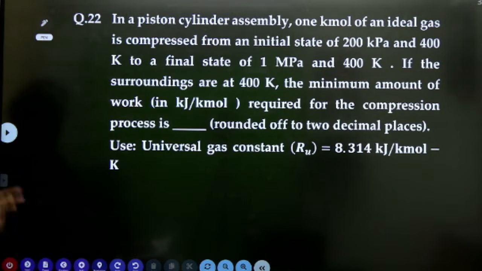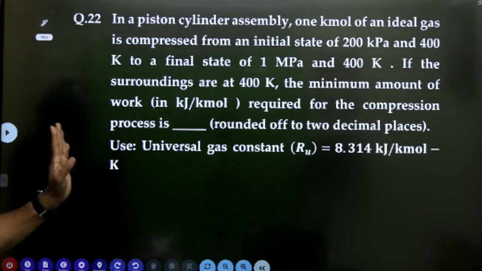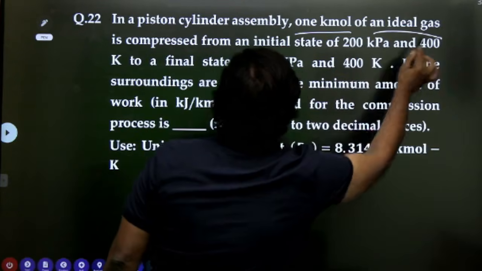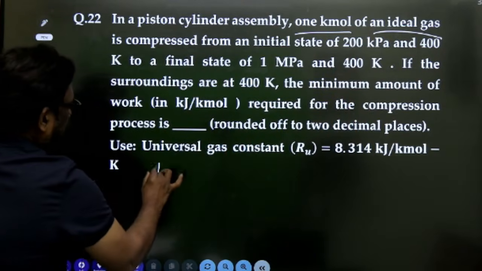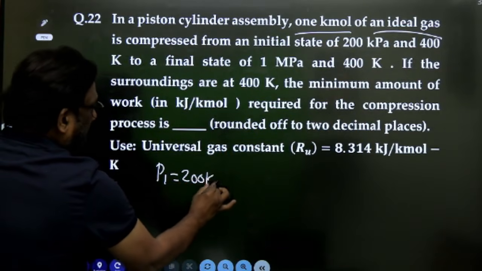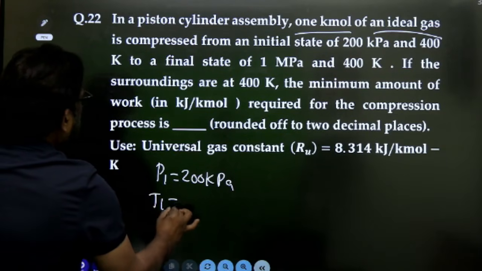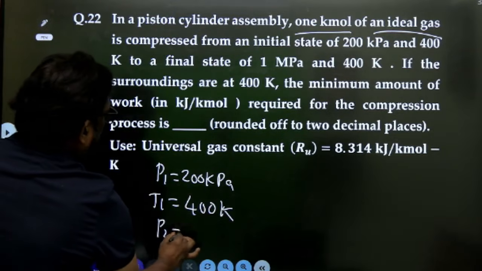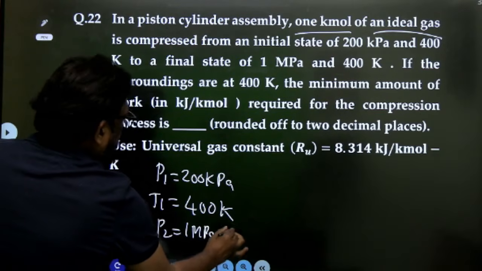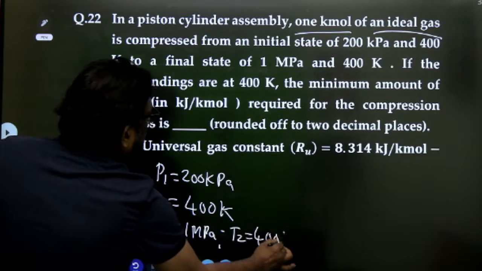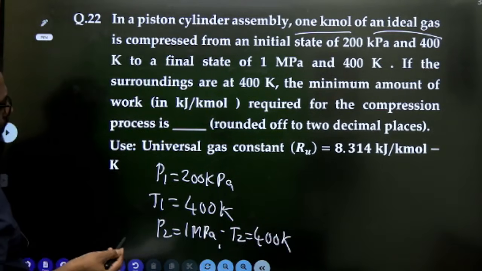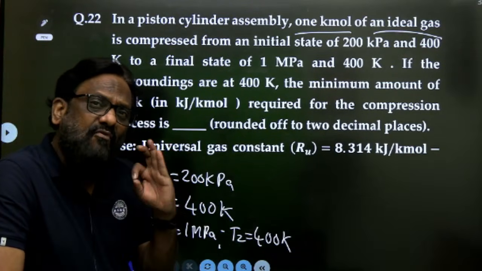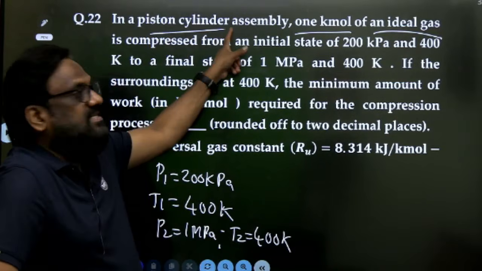लास्ट क्वेश्चन. इन ए पिस्टन सिलेंडर असेंबली मतलब क्लोज्ड सिस्टम, 1 kilomole, मोल में दिया है, of an ideal gas from initial state, initial pressure is 200 and the initial temperature is 400 to a final state of 1 megapascal and the final temperature is 400 Kelvin. If the surroundings are at 400, the minimum amount of work required for compression. आप जानते हैं सर, the minimum work of compression, ये तो closed system है because it's a piston cylinder arrangement.